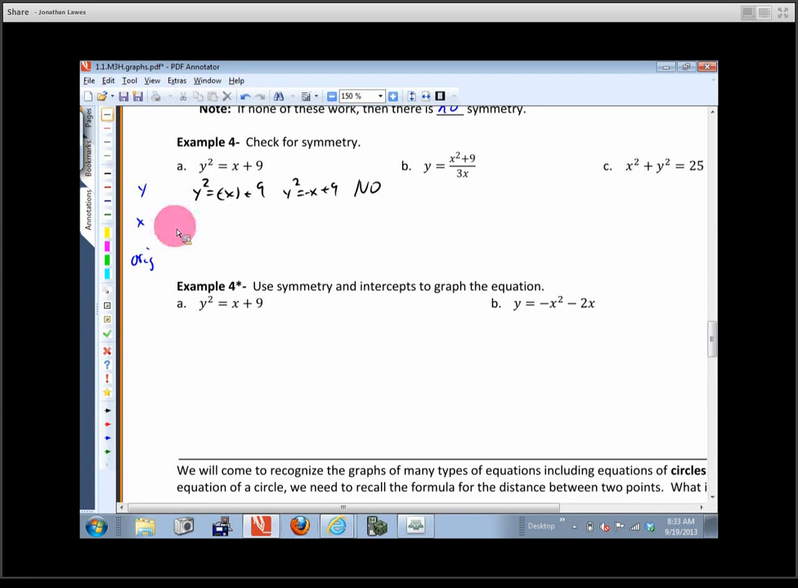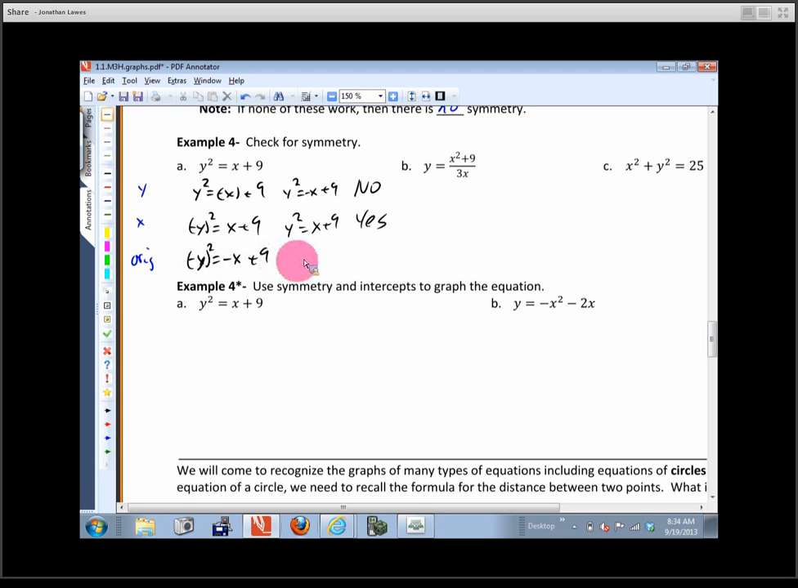Symmetry with the x-axis. We're trading top for bottom. Which coordinate goes up and down, top for bottom? Y. So this is going to be negative y squared equals negative x, or sorry, x. Back to the original one, x plus 9. And I get y squared equals x plus 9. Exactly the same? Yes. So we know for a fact that that's going to be symmetric with the x-axis.